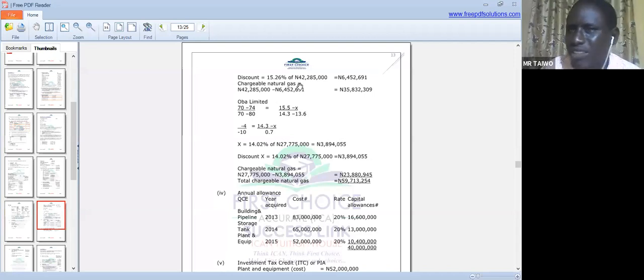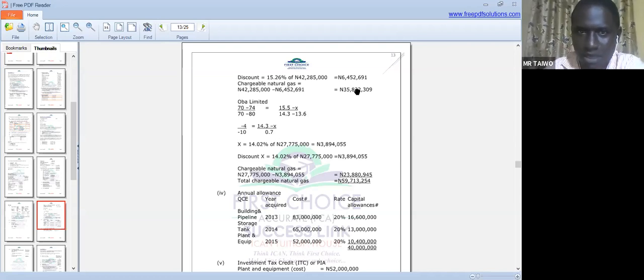I'm now going to remove the discount from this value of the gas. That was the chargeable natural gas, the effective value of the gas we sold, which will now be called chargeable natural gas. It will now be determined by deducting that discount, as computed using the G factor, from the value of the gas sold. That's what it now says. For the 42,285,000, the discount is 6 million and something. If you remove it, you have 35,832,309. This is what you put in your solution as the value of the chargeable natural gas sold.